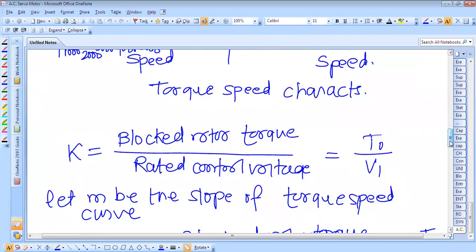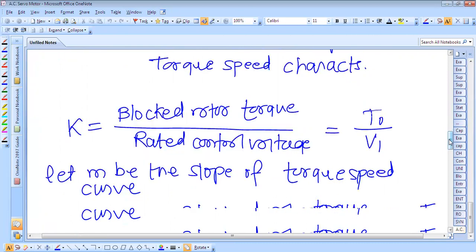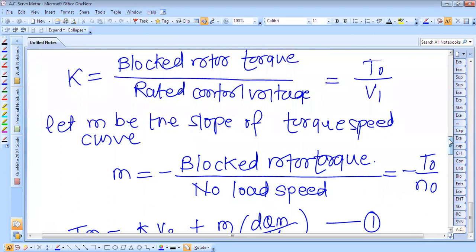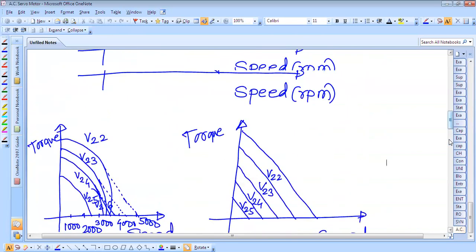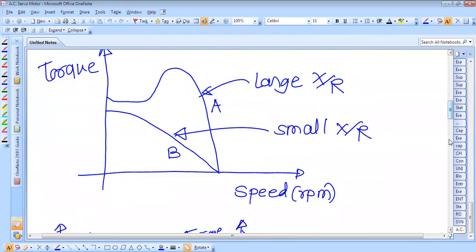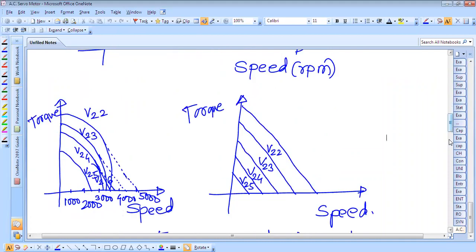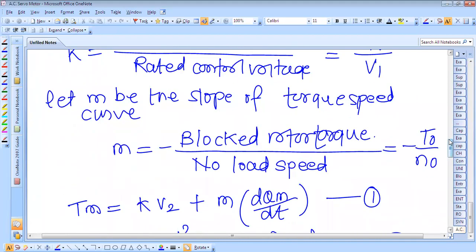K is the value we have to calculate from the blocked rotor torque. At this time the control phase voltage and the fixed phase voltage are equal, so K is T0 divided by the rated control voltage V1. If M is the slope of the torque speed curve, you know that the slope of curve B is negative. That's why M is equal to minus blocked rotor torque divided by the no load speed, so minus T0 by N0.